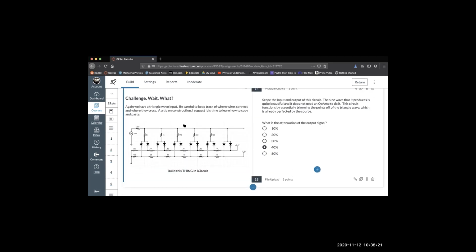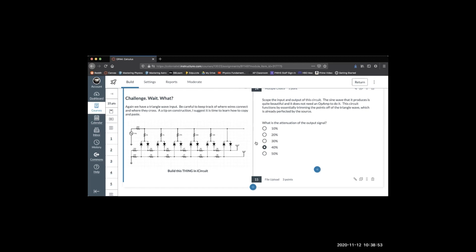Challenge! Wait, what? Oh my goodness. Look at that thing. This is fun because it's a circuit that I built. This is really just for fun. It's a circuit that I built that takes a triangle wave and converts it into a sine wave. Notice that there's no op amp at all in this one, because an op amp isn't necessary to produce a sine wave, because all I have to do is take a triangle wave, which already goes up and down, up and down, up and down, and tweak it.